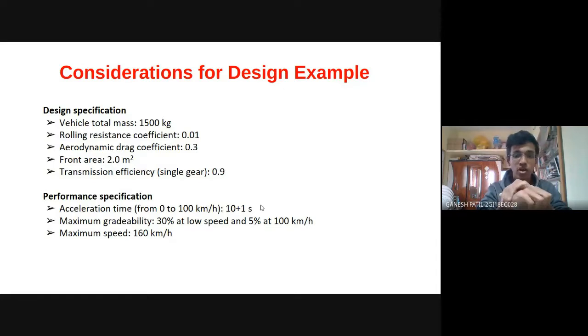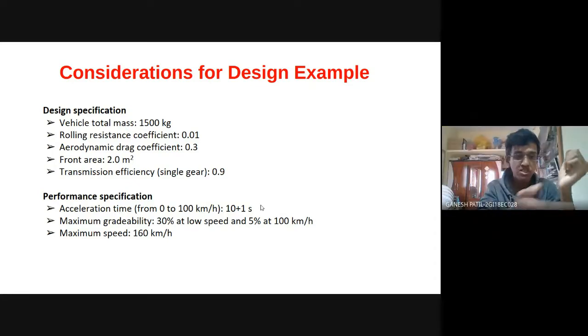Transmission efficiency: obviously, any system is not 100% efficient. There will be some frictional losses and heat losses. Our vehicle is a single gear transmission vehicle, so the transmission efficiency is considered as 90%.